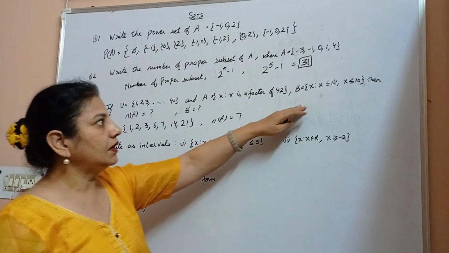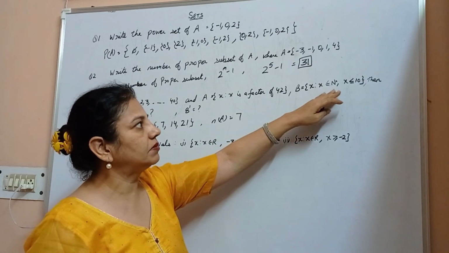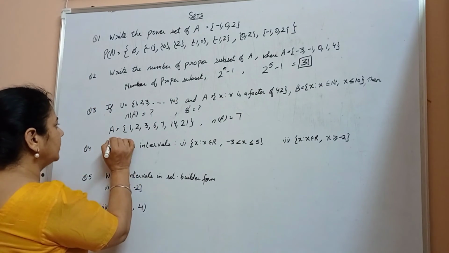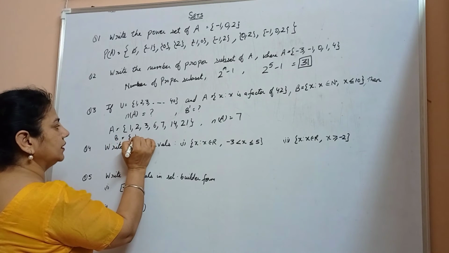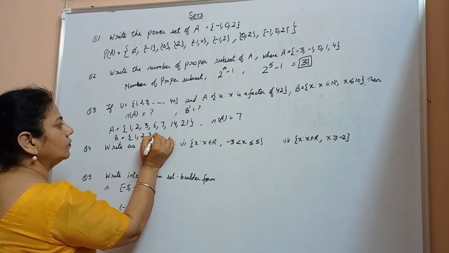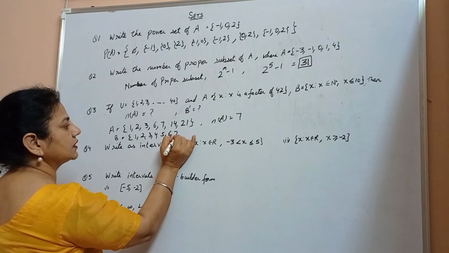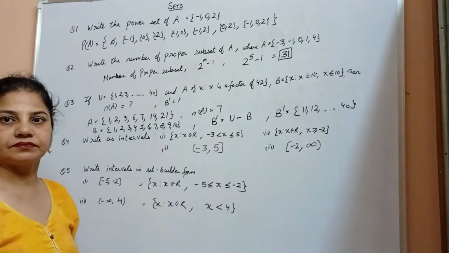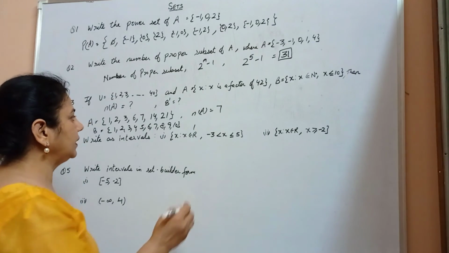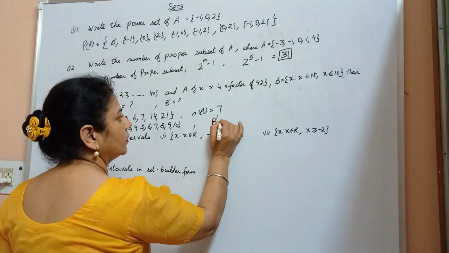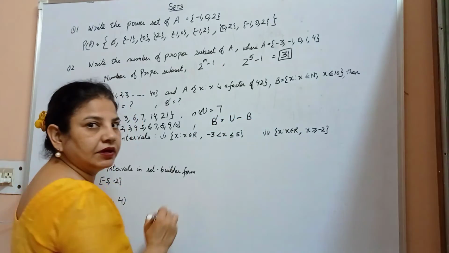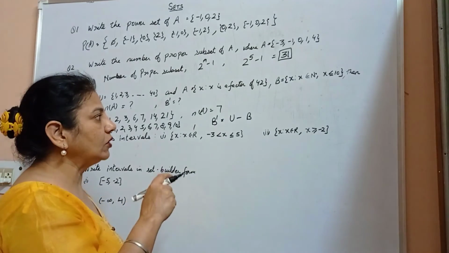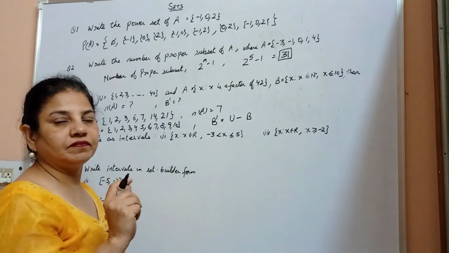For B, it's given as X belongs to natural number and X is less than or equal to 10. So for set B, I will have B as a set containing 1, 2, 3, 4, 5, 6, 7, 8, 9 and 10. 10 is also included. Now B complement is the universal set minus B.